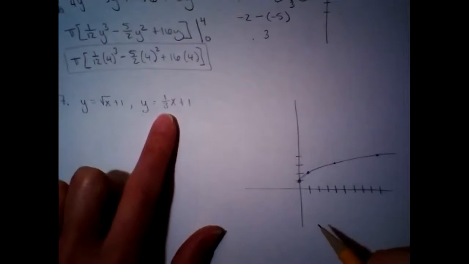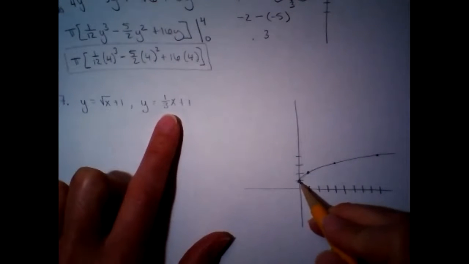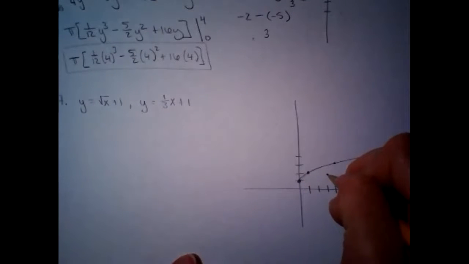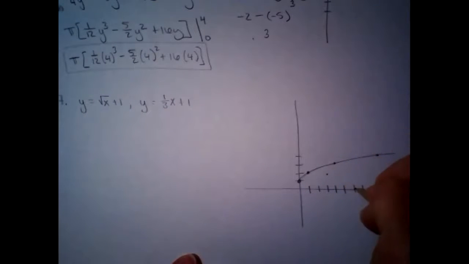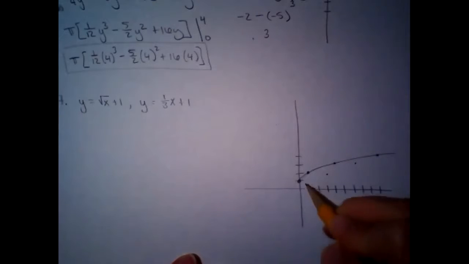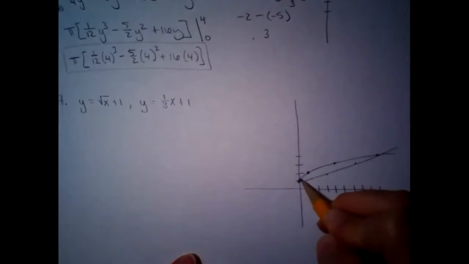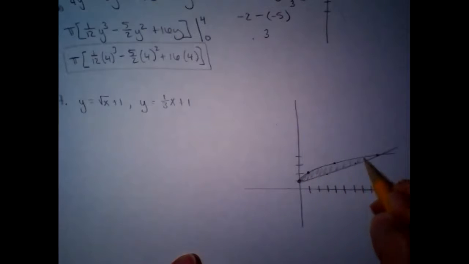And then 1/3 x plus 1. So it's going to also start at 0, 1. Slope is a 1/3. So up 1 over 3. So you get this teeny little slice in here.